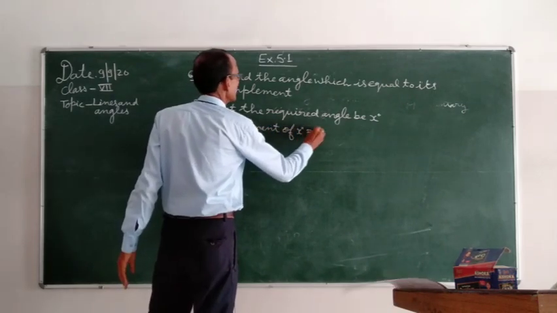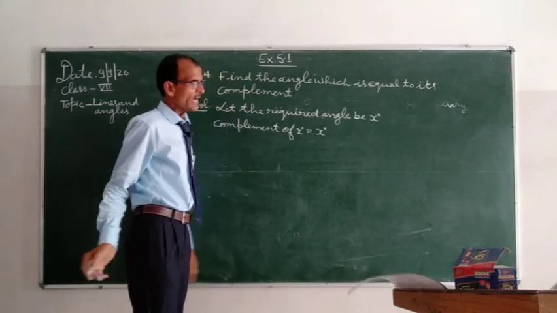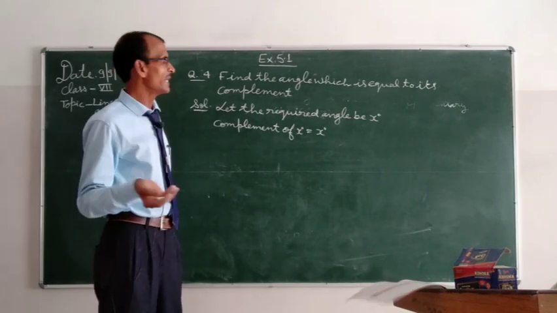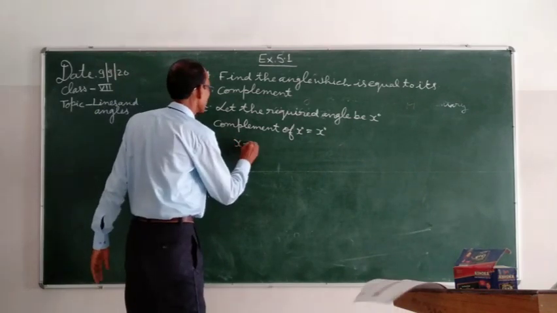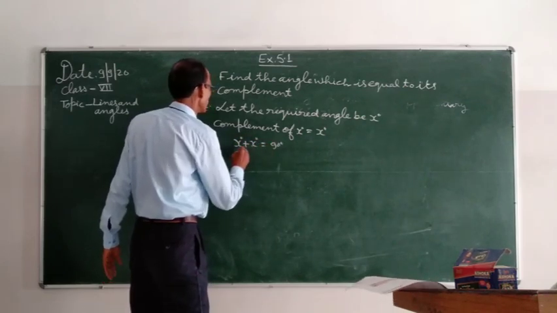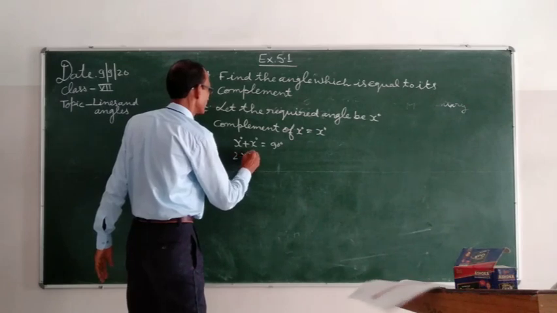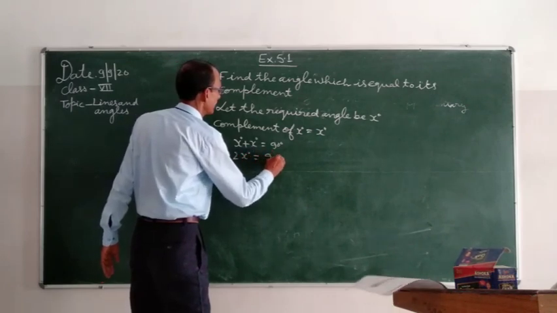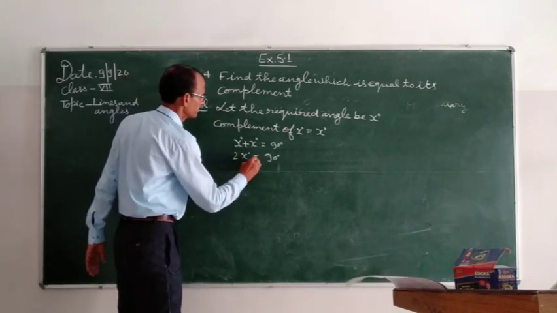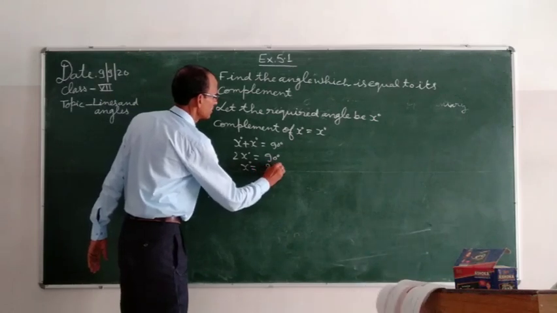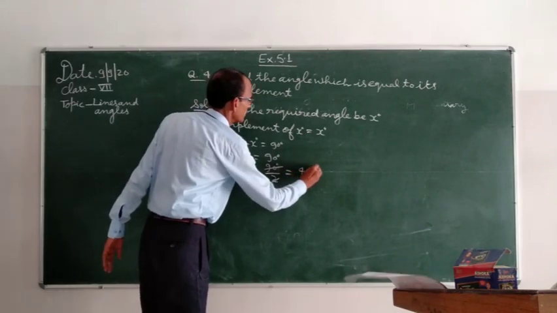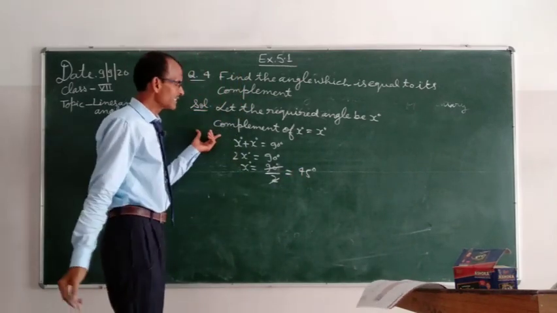x degree is equal to x degree, and we know that the sum of two complementary angles is how much? 90 degree. x plus x is equal to 90 degree, 2x is equal to 90 degree. Then x is equal to 90 upon 2, that is equal to 45 degree. Okay, value of x is how much?